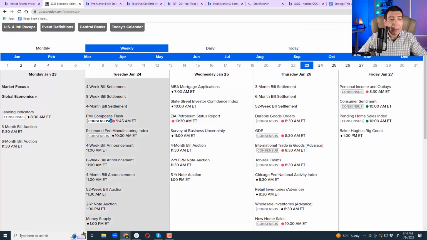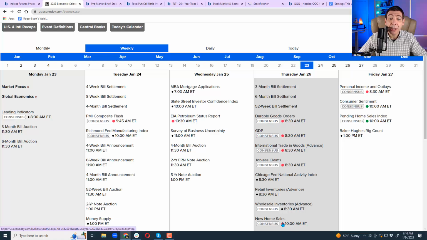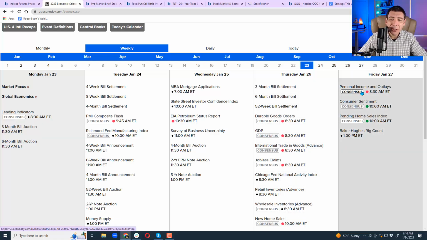Today, we've got PMI Composite and Richmond Fed Manufacturing Index. Most of the goodies start tomorrow with the petroleum report. But the real big reports of the week are going to be the GDP, durable goods, new home sales, consumer sentiment and personal income, obviously. Personal income, I'm not too concerned about, because the number has been below 200,000 now for quite some time.